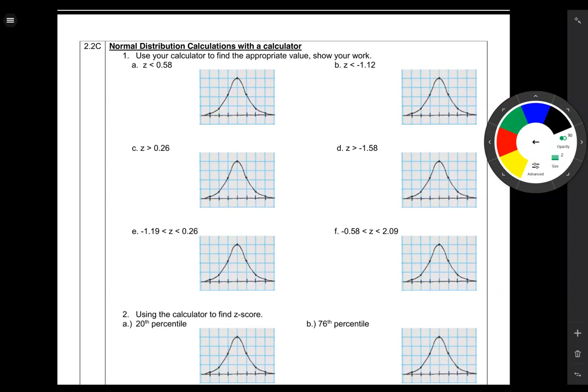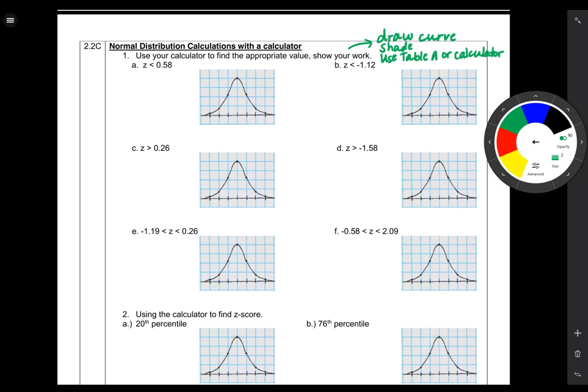Okay, so let's go ahead and do some examples. Normal distribution calculations with a calculator. Use your calculator to find the appropriate value. Show your work. Well, what does it mean by showing your work? So showing your work means draw your curve, shade, and use table A or calculator. And just because you use a calculator doesn't mean you don't write down your thought processes.